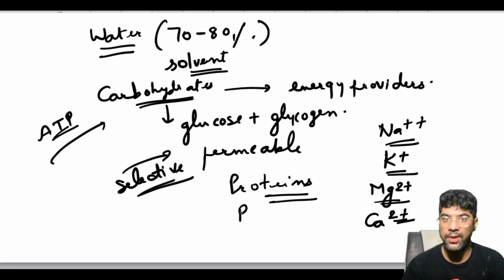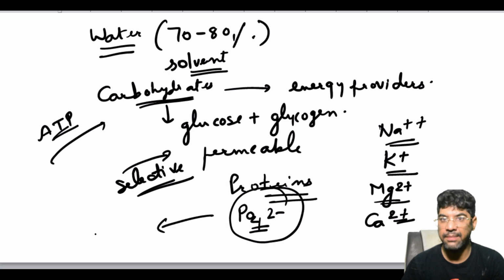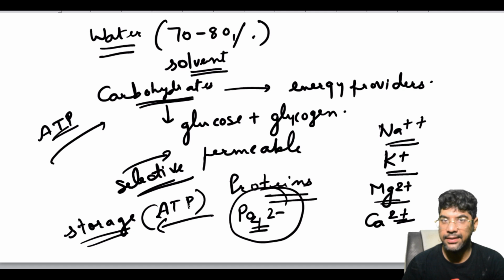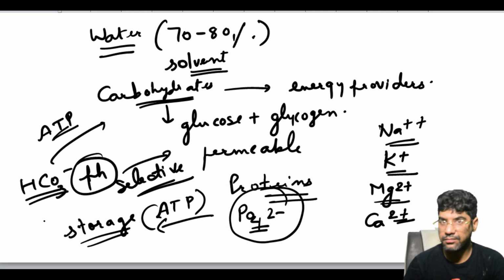Calcium plays a role in muscle contraction, neurotransmitter release and blood clotting. Phosphate plays a role in energy transfer and storage as ATP. Chloride helps to maintain the osmotic balance and electrical neutrality. Bicarbonates are important for maintaining pH balance in the cell and body fluids.